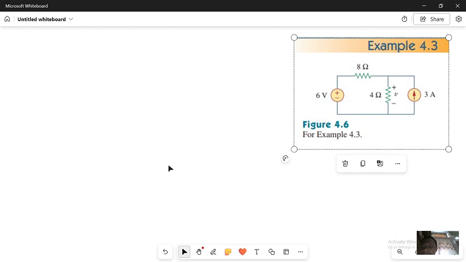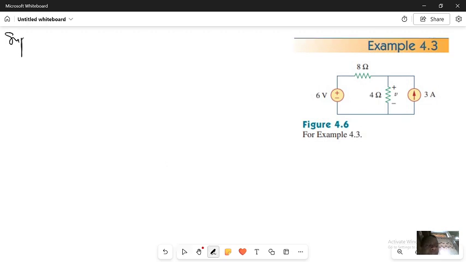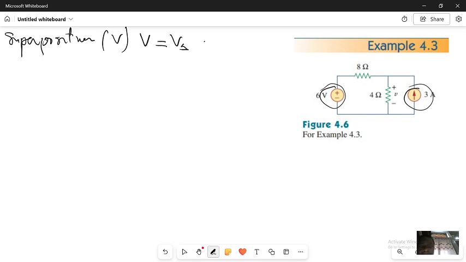Let's say, for example, in this case I'm going to use superposition to determine V. How many independent sources do I have? I have this voltage source and this current source, so I have two independent sources. Both will contribute, so V is going to be V1 plus V2, where V1 is the voltage contributed by the 6 volt source and V2 is the voltage contributed by the 3 ampere source.